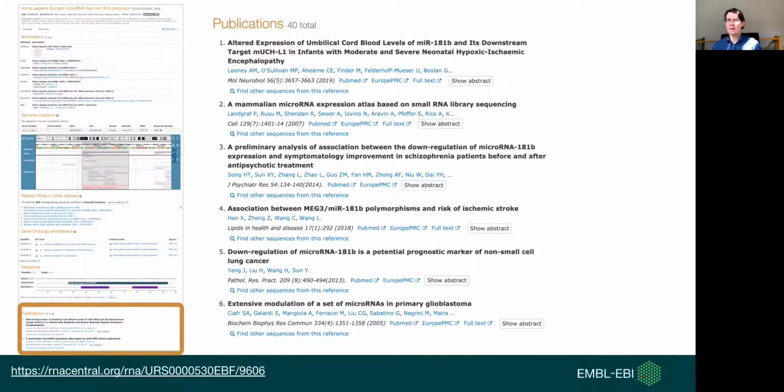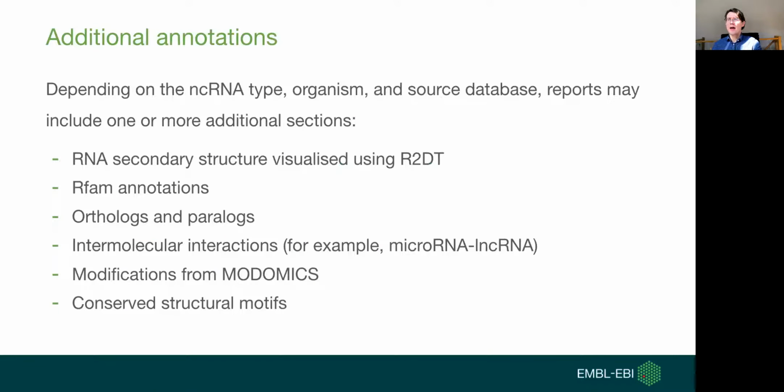the specific RNA. Now, depending on the type of RNA, there could be other annotation, of course, that could be useful for you, such as secondary structure, or perhaps the interactions between the microRNAs and their targets, modifications, conserved motifs, or other things.